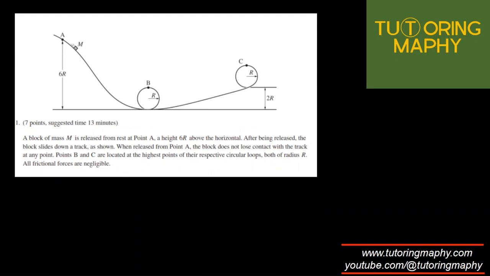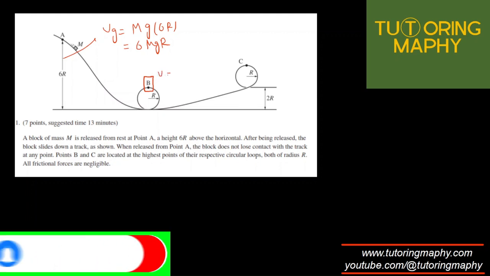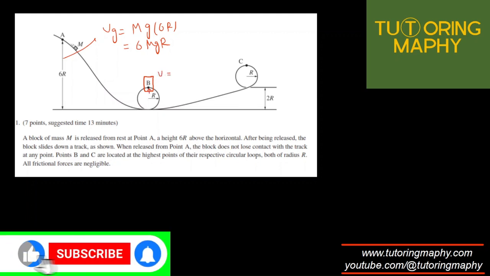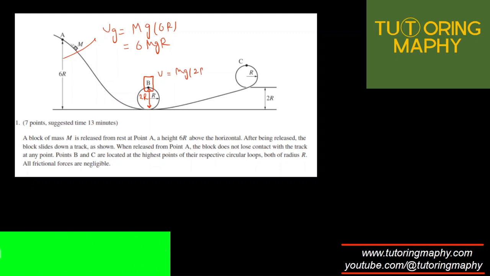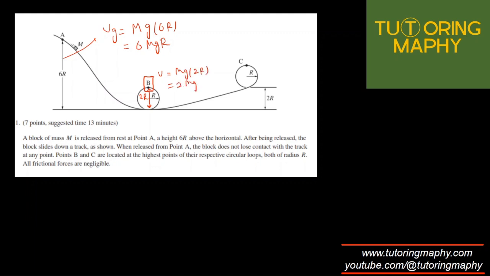So what is the initial energy over here? If we talk about the energy UG, that is going to be mg times 6r, or it can be written as 6 mgr. At point B, what is the potential energy? The height is going to be 2r, not r, because 2r is a diameter. So that will be mg times 2r, which is 2 mgr, which is 1/3 of that much.